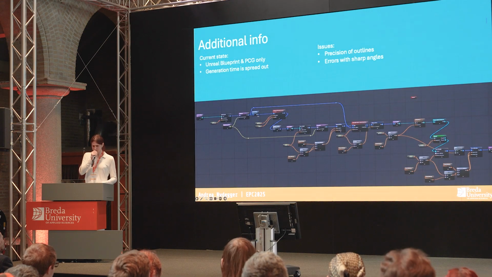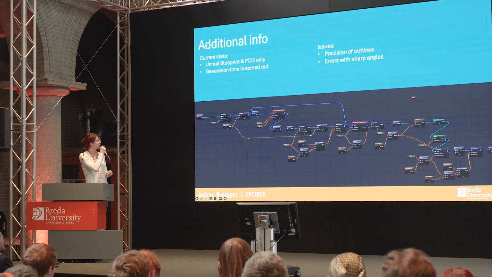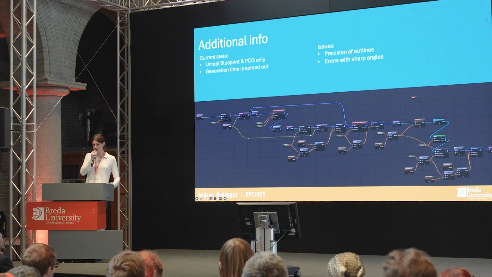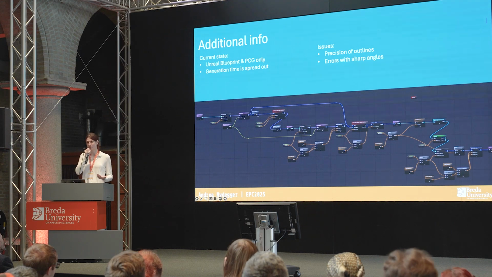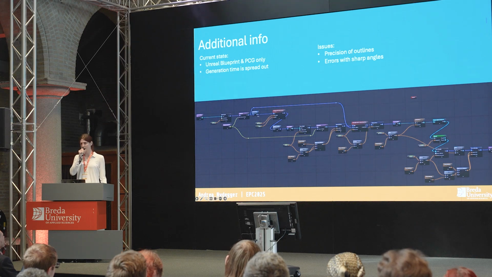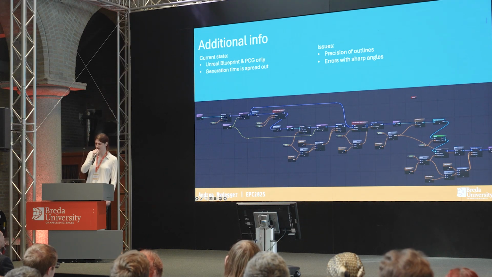On a final note on the tool, it uses Blueprints and PCG only. I didn't code any C++. The reason for that is I didn't need it. It might not be as fast, but the generation time is spread out over the interactions, so it doesn't really matter that much, and nobody noticed that. However, it does have a slight precision error over time, over the outlines, and also sharp angles, as you might imagine, don't quite work that well.